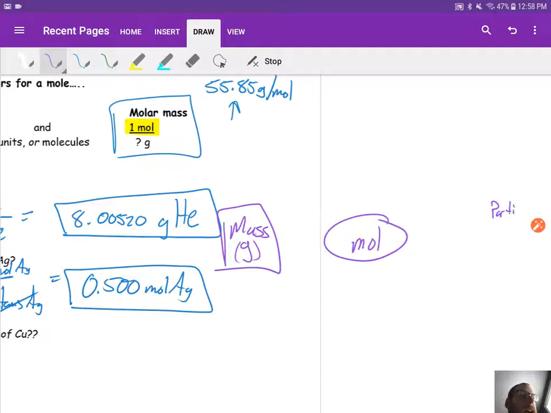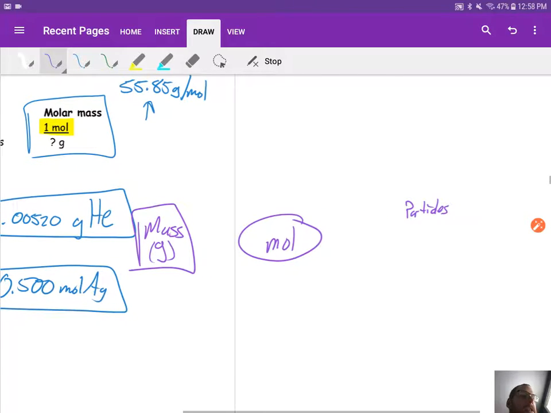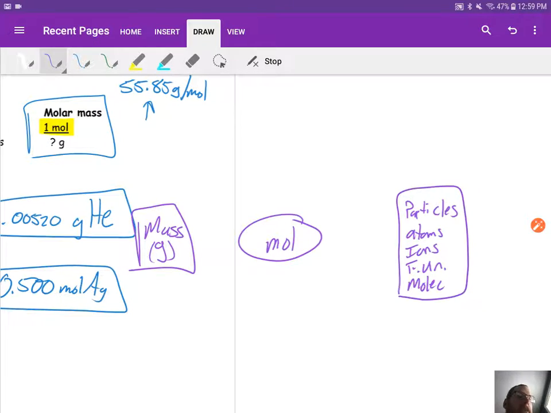Now, in the last video, we talked about how there are a lot of different units that we could see for particles. Okay, the other terms that mean the same thing as particles would be atoms, ions, formula units, or molecules. Okay, they all mean the same thing. Remember, they just give us an idea as to what type of bonding or what type of substance we have, but they all refer to the same part on our roadmap here.